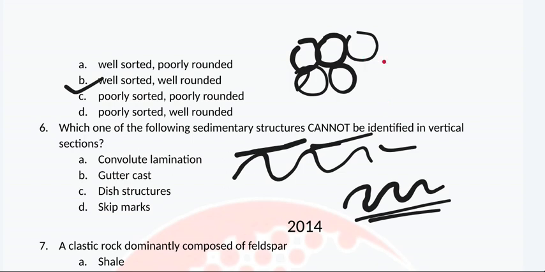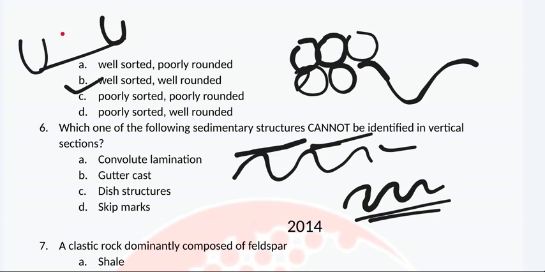A gutter cast, it is a channel structure like this. So if you cut it, then you will get a V-shaped structure because those are channel type of structure. So it is like an inverse form, you can say. So if you cut vertically, then you will get a structure which we can identify as gutter cast.